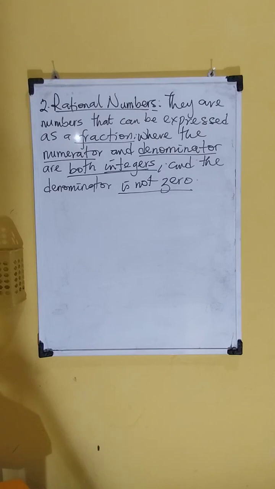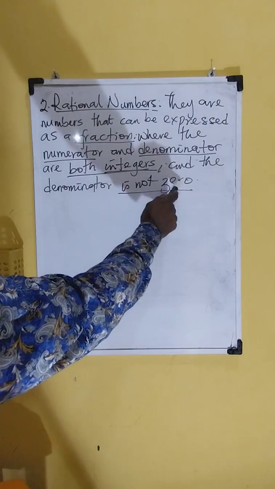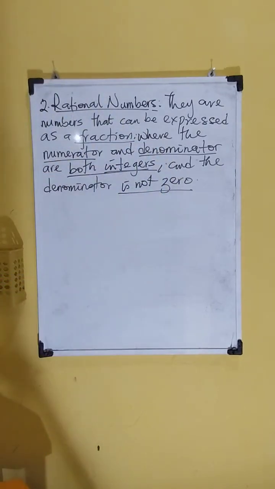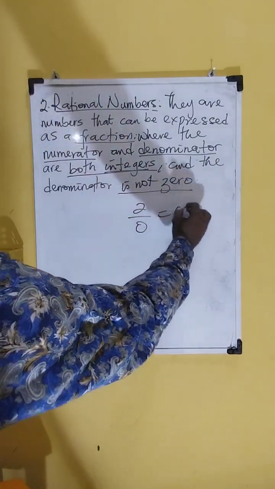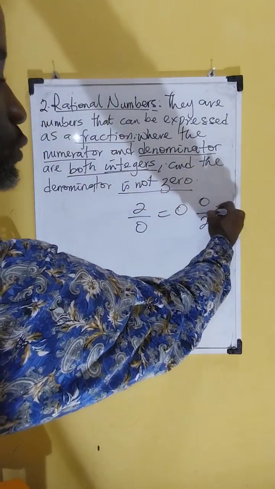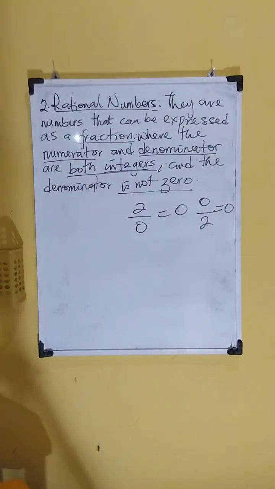But that is what I just explained now, that if it is 2 divided by 0, for example, 2 divided by 0 is equal to 0, because 0 is not included amongst rational numbers. Did you get that? So if we have what? 2 divided by 0 is what? 0. 0 divided by 2 is equal to what? 0. Did you get that?